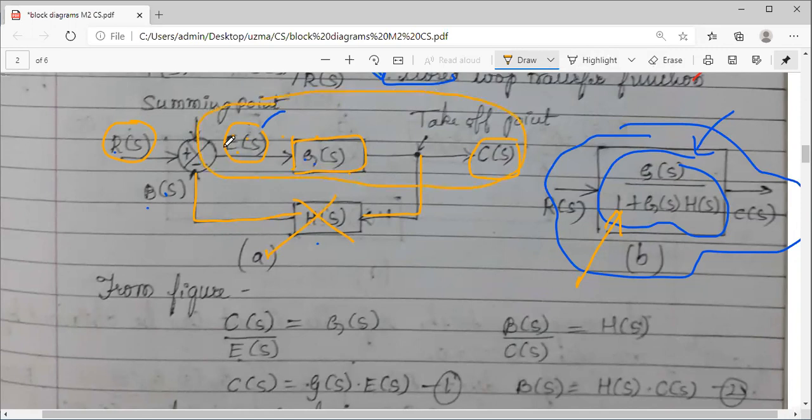This above figure is your plain open loop system, where there is no feedback. I am not considering this now. So E of S is the input, G of S is the open loop transfer function, and C of S is the output. So output by input will give you G, that is gain. Accordingly, the gain for the open loop system is output by input, C by E. I have written that from the figure.